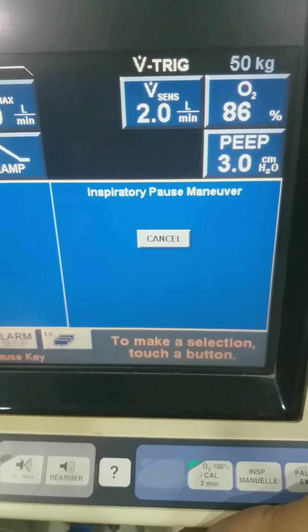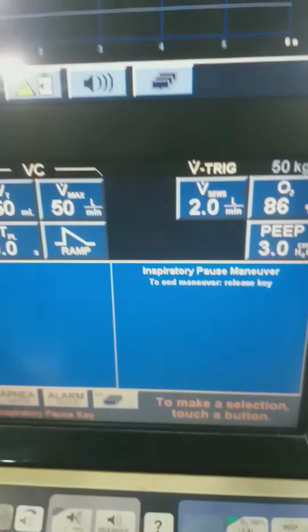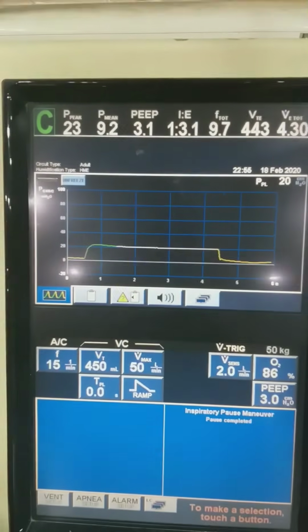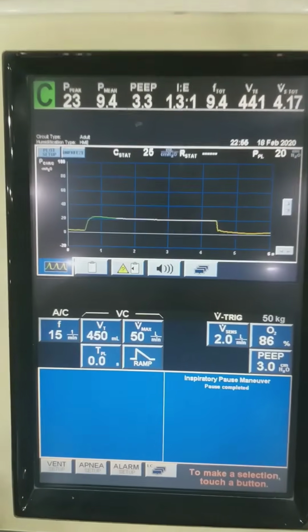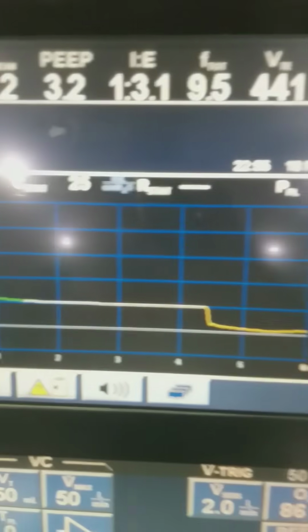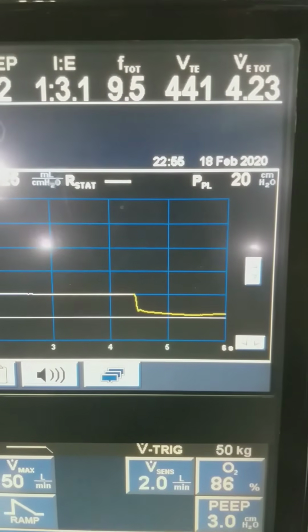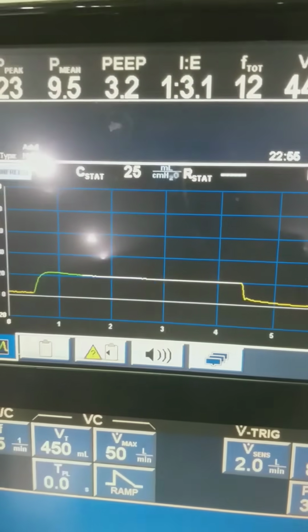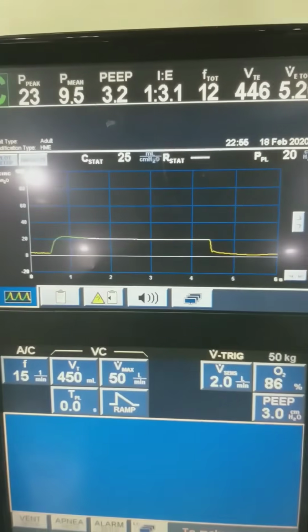This is inspiratory hold. Now we have pressed the inspiratory hold button. We keep it pressed for some time, and it will give us the plateau pressure, the compliance and the resistance of the machine. It shows us compliance, resistance, plateau pressure, everything is displayed.